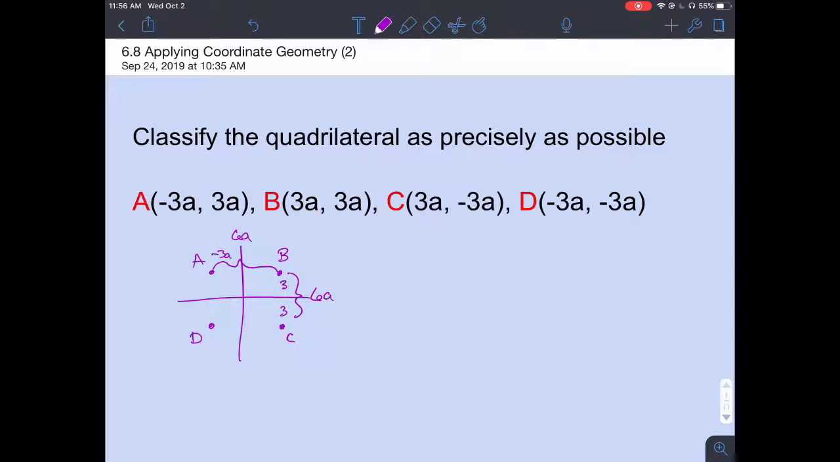Now, even though we have negatives and positives, remember we're talking about distance, which is always positive, so the distance of this would be 6A. Same thing here, we have a distance of 6A. 3 units to the left, 3 units to the right, total of 6 units. And then we have this one here, 3 units up, 3 units down, total of 6 units. And since they all have an A, we say that's 6A. So this object would be a square.